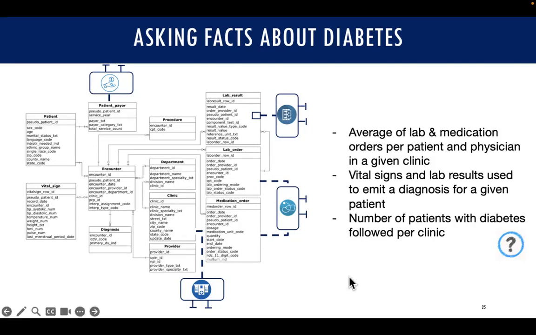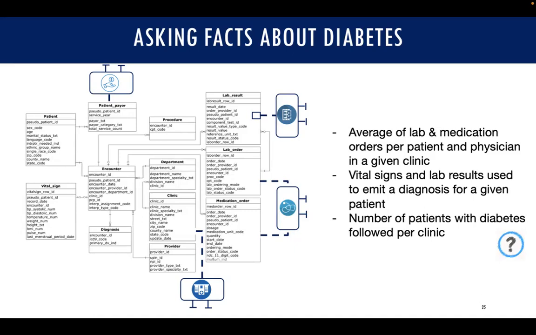And so, given these examples, questions that can be answered are, for example, the average of lab and medication orders per client and physician in a given clinic. Okay, with this classic factual set of data, it is possible to answer this question. We can also ask about vital signs and lab results used to emit a diagnosis for a given patient.